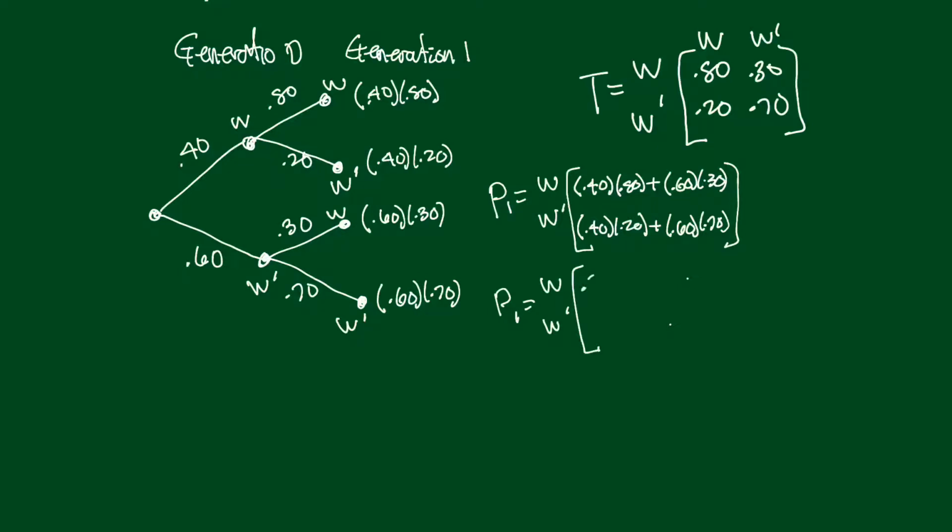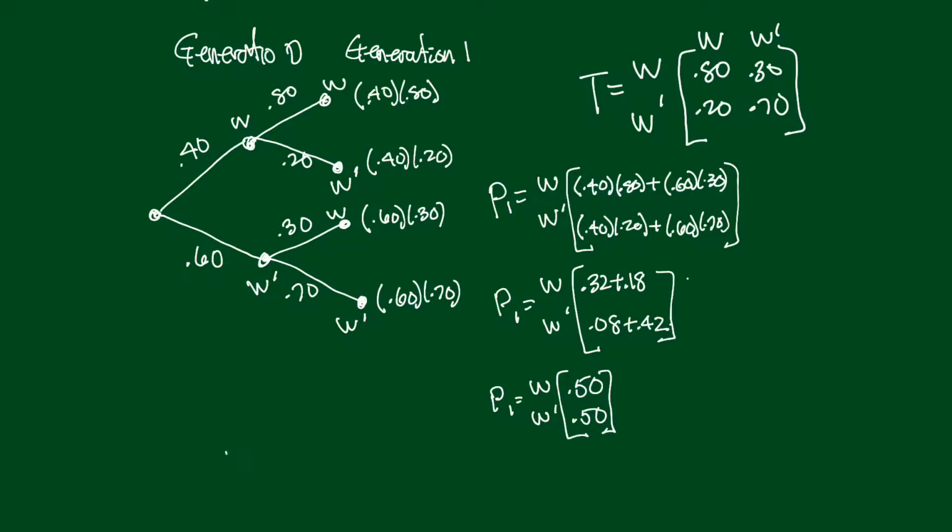What do we get here? We get 0.32 plus 0.18, and then 0.08 plus 0.42. We can add those, so we'll get P1 working, not working. Oh, look at this, 0.50 and 0.50.